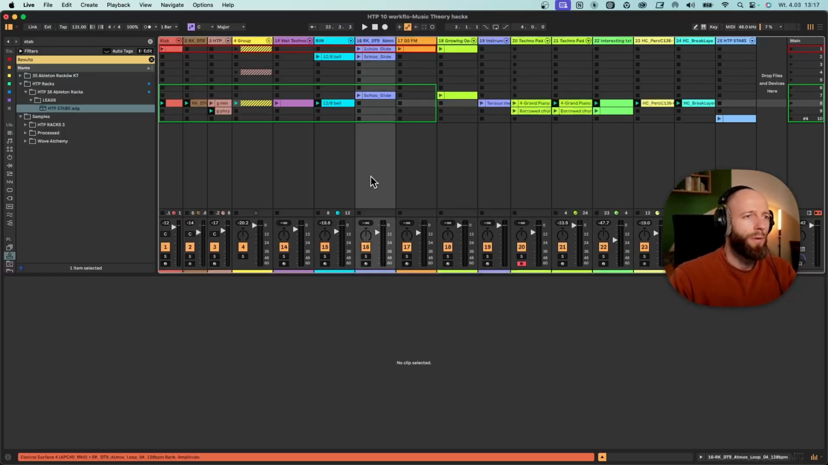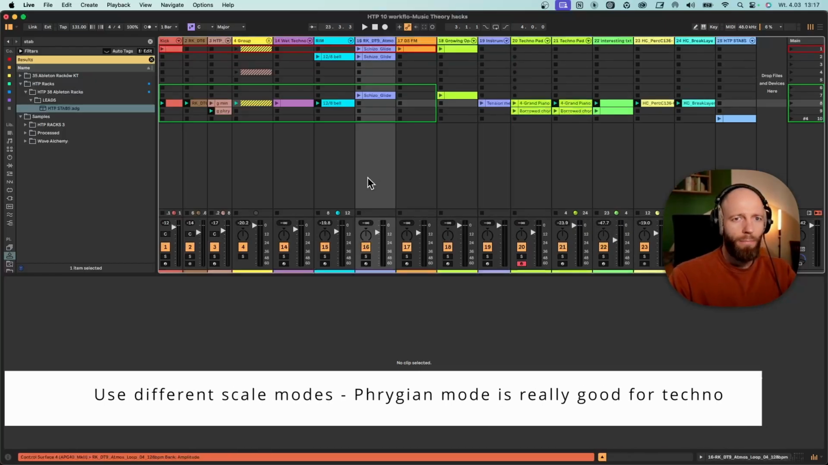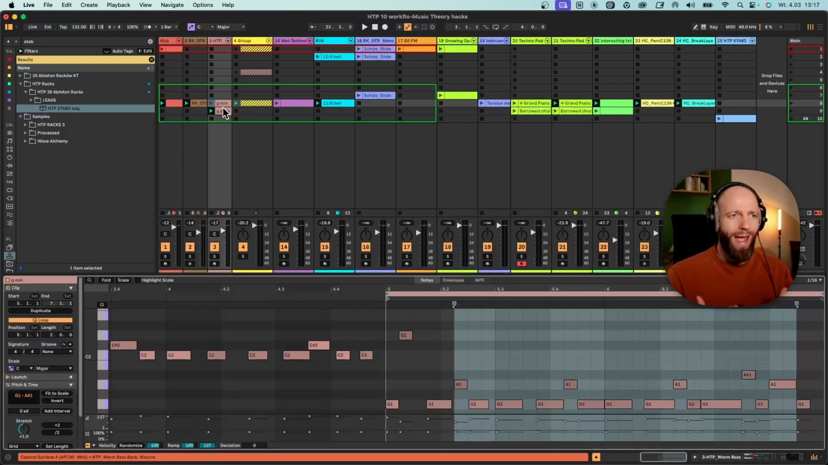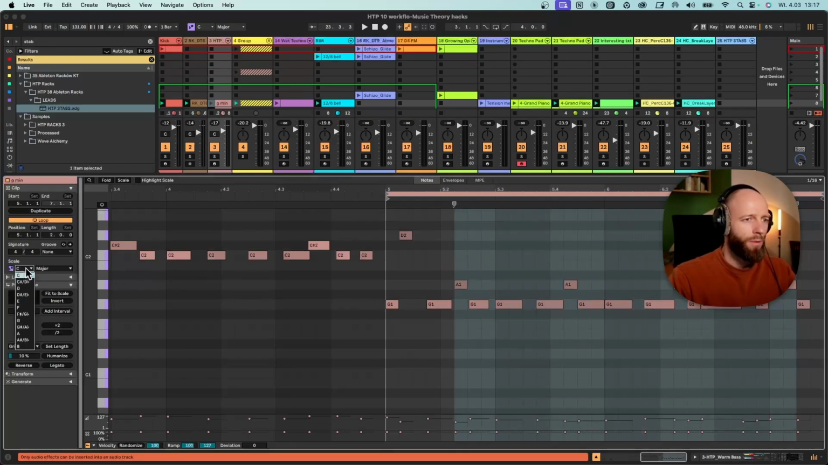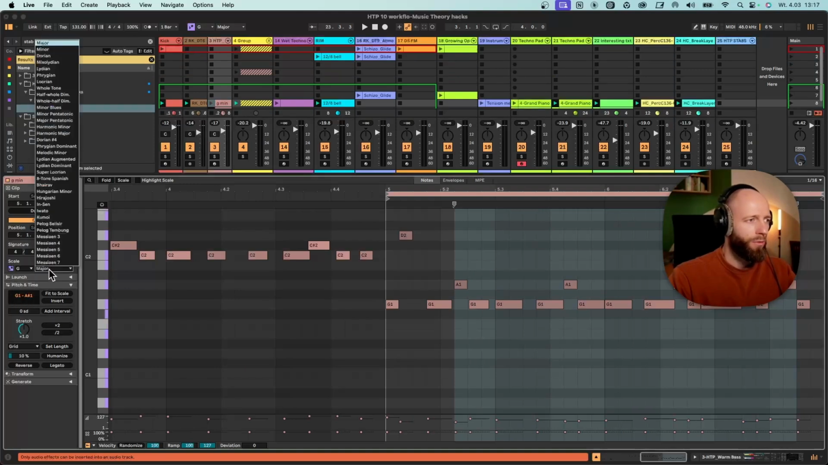So first tip would be to use modes, and modes are like different ways of approaching a scale, I could say. So if we look here at our MIDI editor, we can see that when we use scale, and let's say we go into G, then you have all the modes you can use. The most common ones are major, minor, Dorian, Mixolydian, Lydian, Phrygian, and Locrian, and they derive from changing the pattern slightly, so changing the scale.